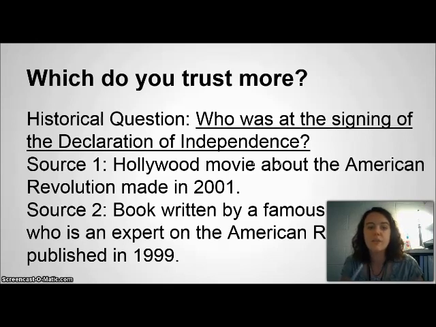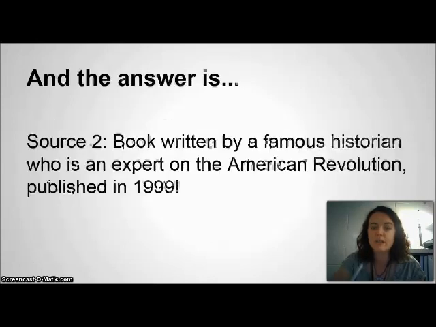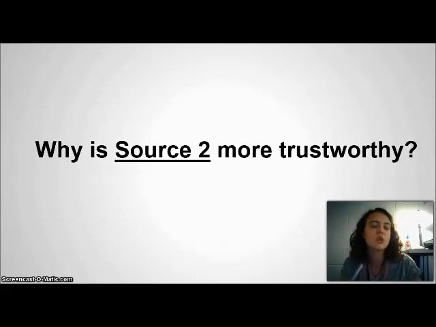So source one here, we gave the example of a Hollywood movie about the American Revolution made in 2001. And source two was a book written by a famous historian who was an expert on the American Revolution, published in 1999. Now, neither one of these is going to be a primary source, but one of them probably used a primary source. So the best source, the one that we would trust more in this situation, would be source number two, the book written by the famous historian who is an expert on the American Revolution and published in 1999. Now the question is why? Why is the source more trustworthy?